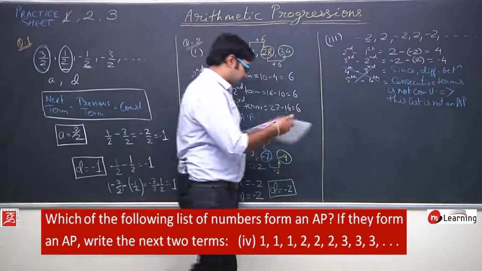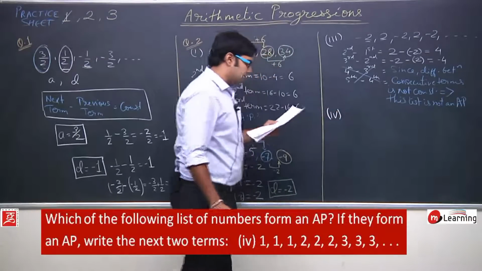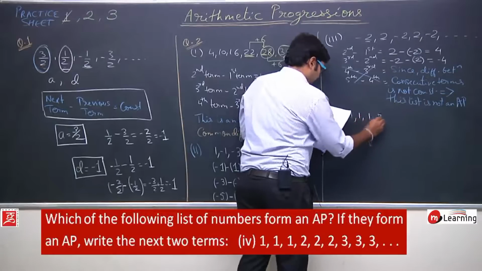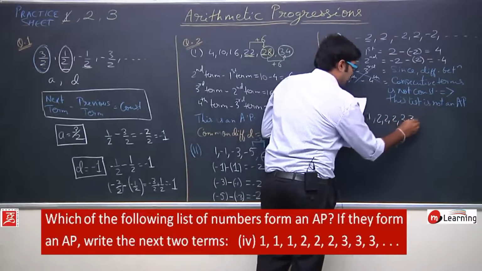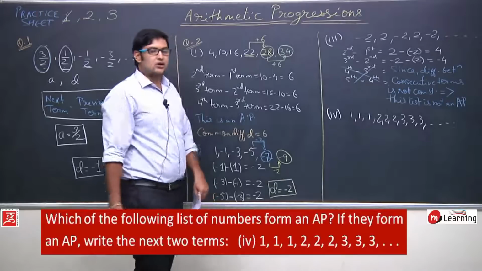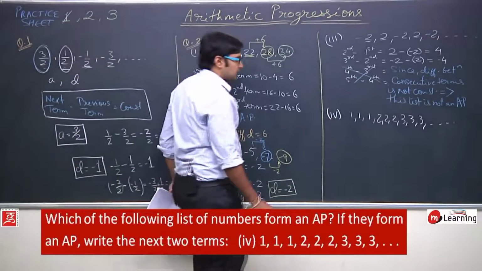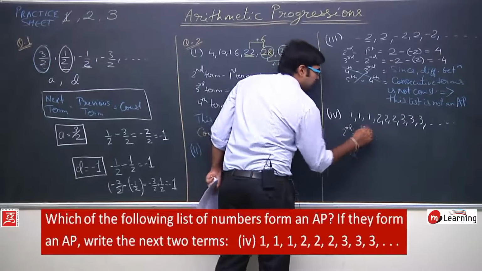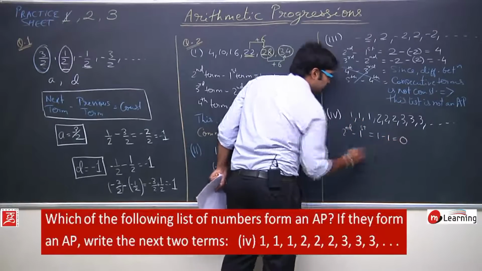Then the fourth part of question number 2. Fourth part is 1, 1, 1, 2, 2, 2, 3, 3, 3 and so on. Now let us check whether this is an arithmetic progression or not. I will subtract second term and first term. Second term is 1, first term is 1, so 1 minus 1 will give you 0.